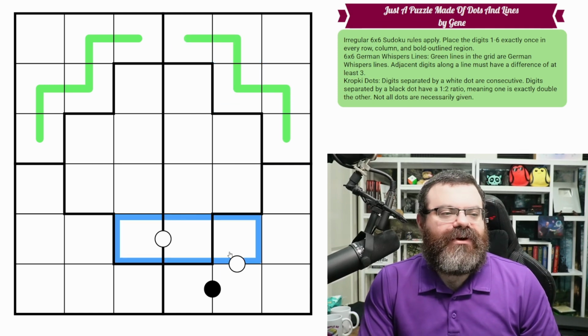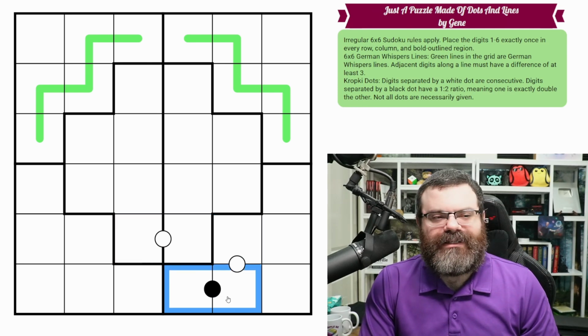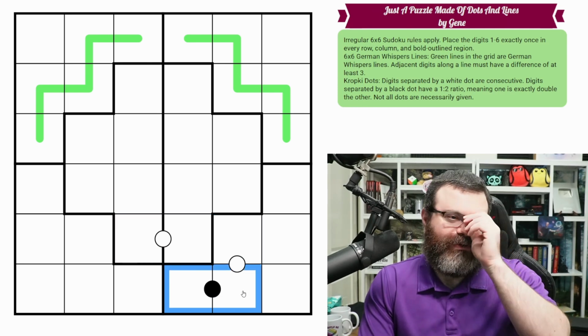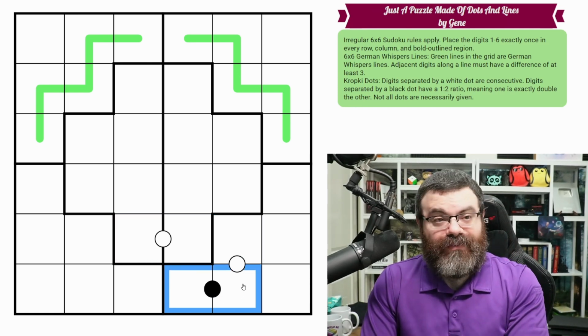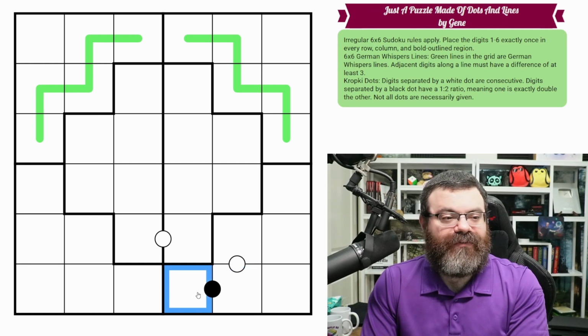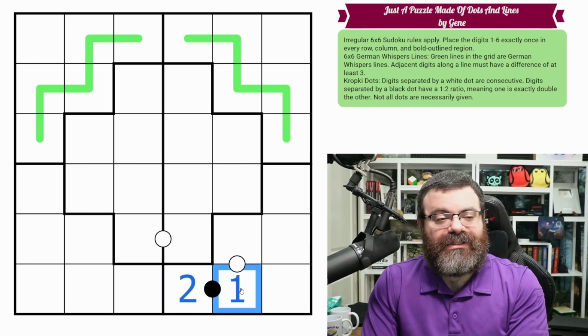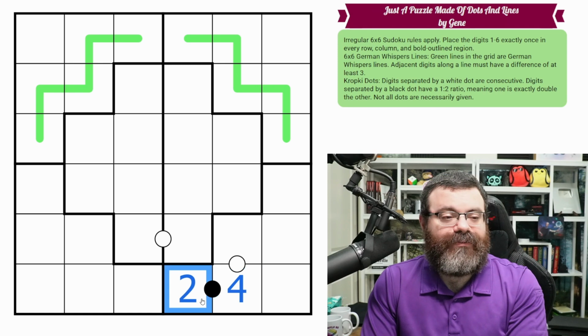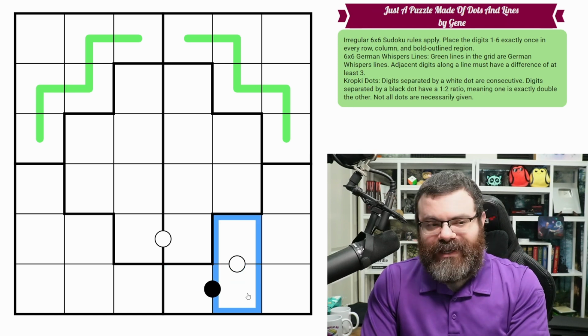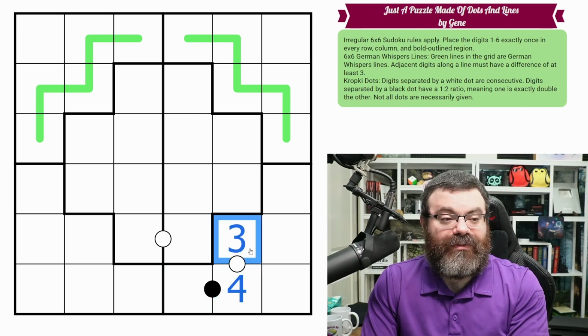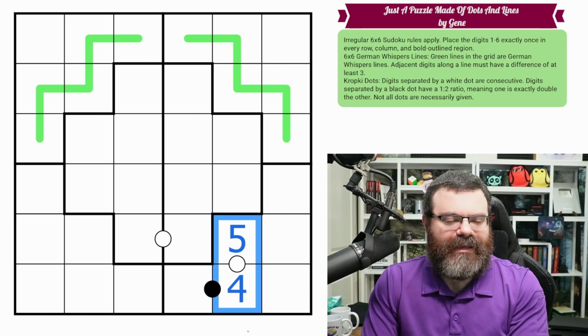We also have some Kropki dots in the grid. We have a singular black dot. This black dot separates digits with a 1 to 2 ratio, meaning one is exactly double the other. So if this was 2, this can be 1 because 2 is double 1, or 4 because 4 is double 2. And then the white dots separate consecutive digits. So if this is 4, this could be a 3 or a 5, because it has to be consecutive.